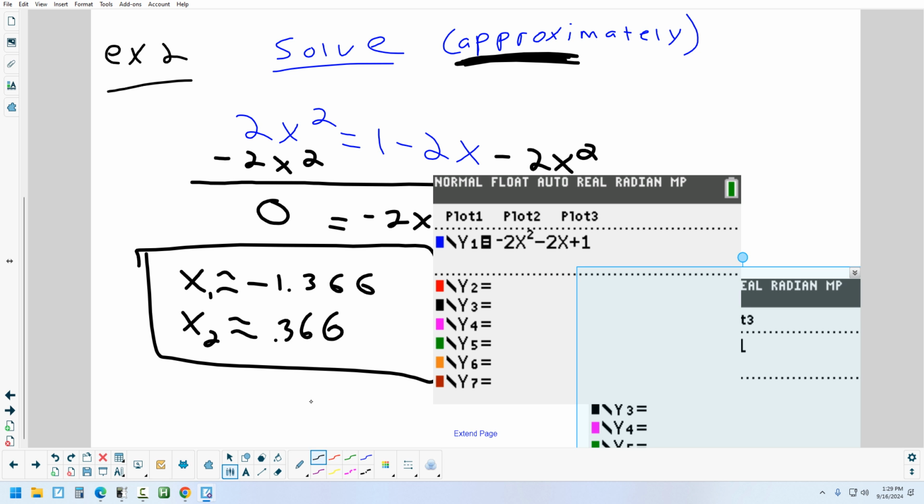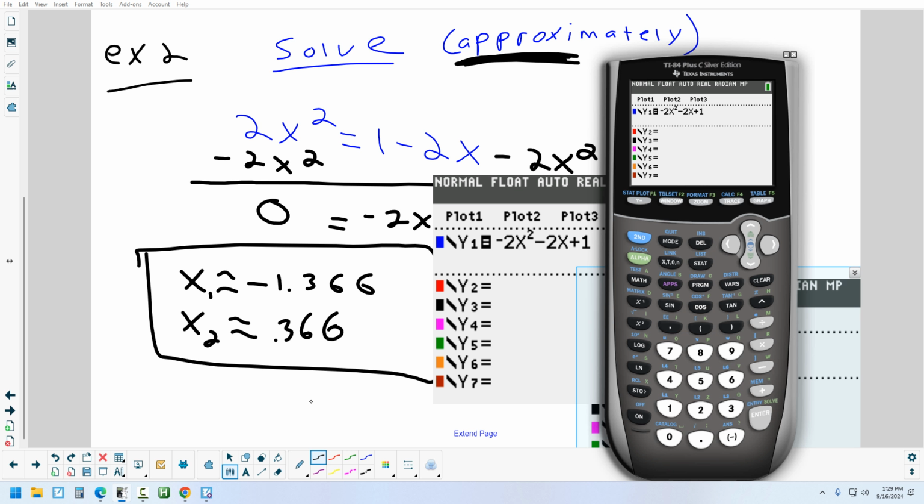How did you get the bottom one? We did the second calc, 0, and then we just went to the left, to the right, and then the guess, and we got 0.366. So what is x1? X1 was the one I got when I did it over on the left the first time. You have to do it twice because it crosses the x-axis twice.